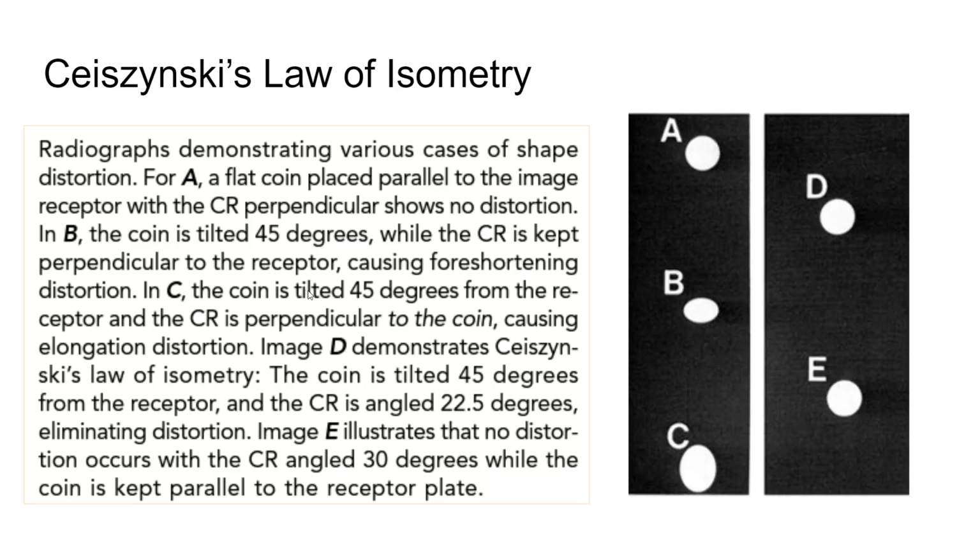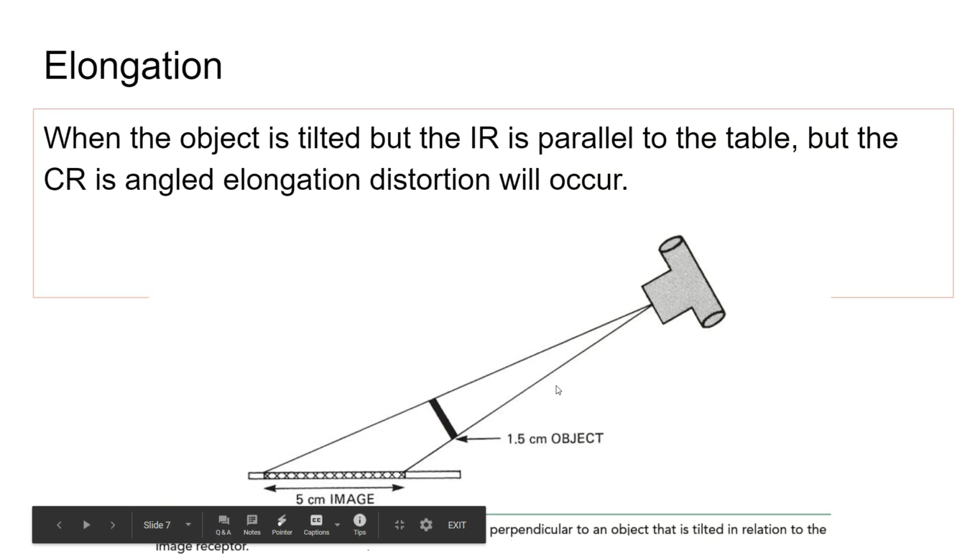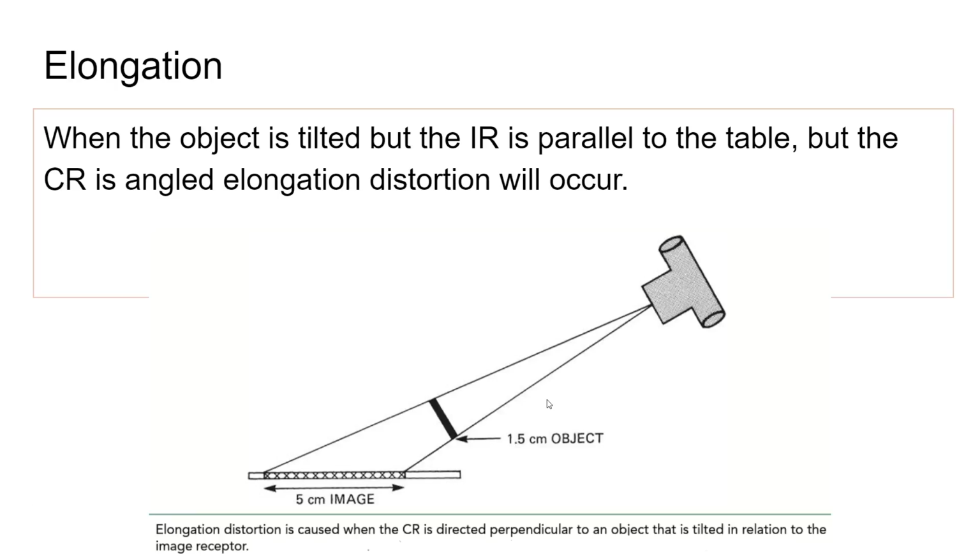C, the coin is tilted 45 degrees from the receptor. What was the difference between B and C? Right, that's what I'm trying to find out. The CR. In B, the coin is tilted 45 degrees while the central ray is kept perpendicular. In C, the coin is tilted 45 degrees from the receptor, and the CR causing elongation. Oh, okay, so C is an example of this, I think.